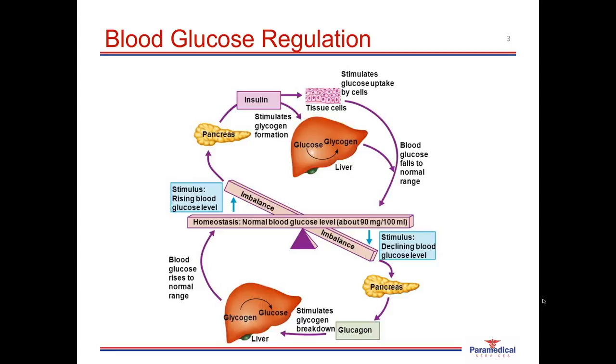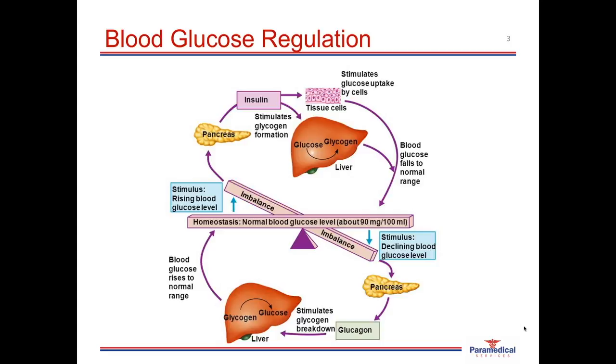Glucagon is a protein which is released by the alpha cells of the pancreas. When blood sugar levels fall, glucagon is released by the pancreas. Glucagon stimulates glycogen, which is stored sugar in the liver, to break down to glucose, which can be readily available to be used by the body's cells. The other effect of glucagon is to stimulate gluconeogenesis. This is the formation of glucose from breaking down fats and fatty acids.